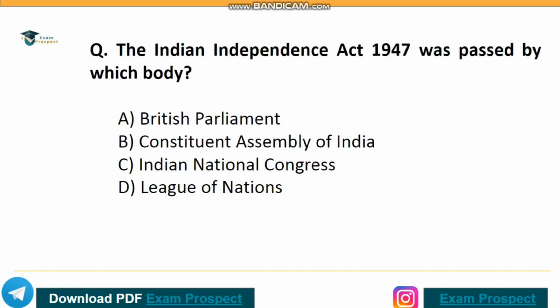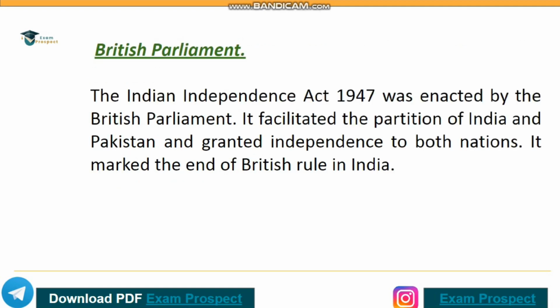Next question. The Indian Independence Act 1947 was passed by which body? Correct answer is option A, British Parliament. The Indian Independence Act of 1947 was enacted by the British Parliament. It facilitated the partition of India and Pakistan and granted independence to both nations. It marked the end of the British rule in India.